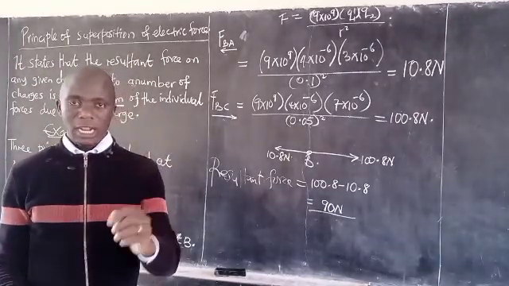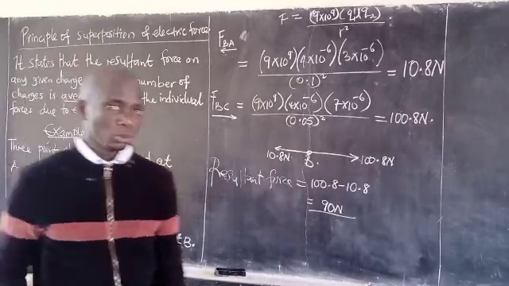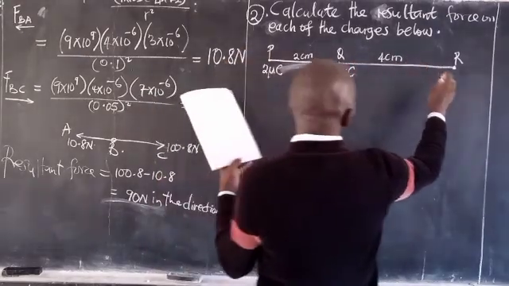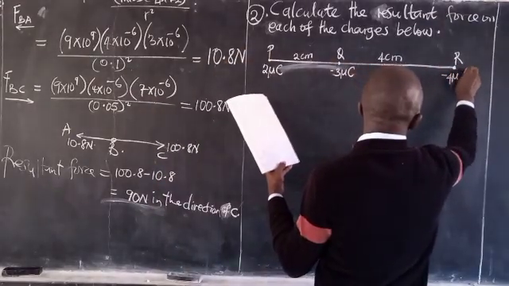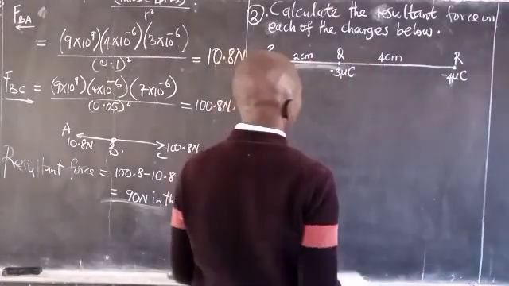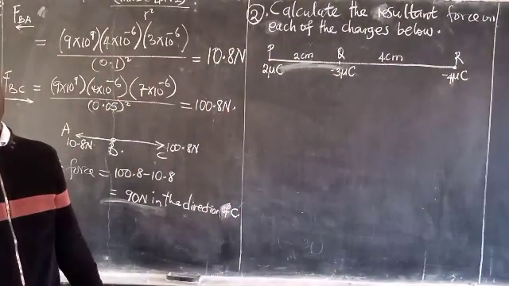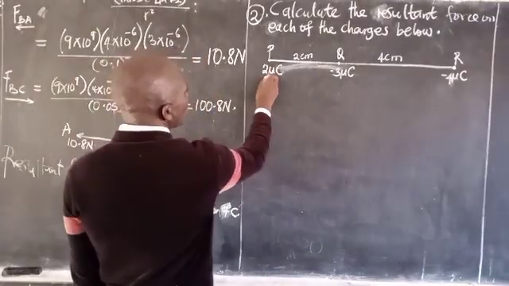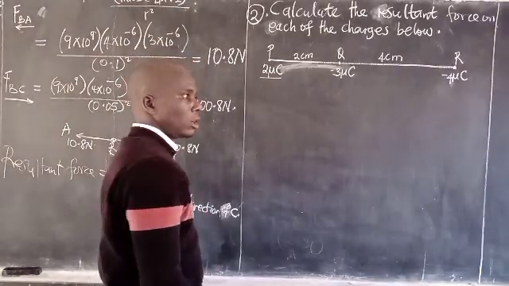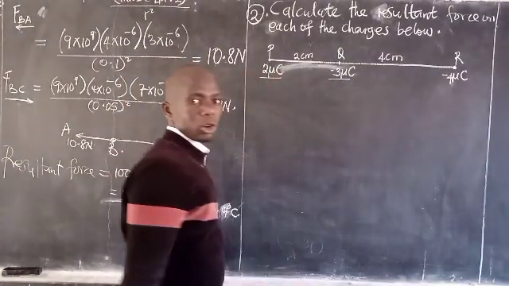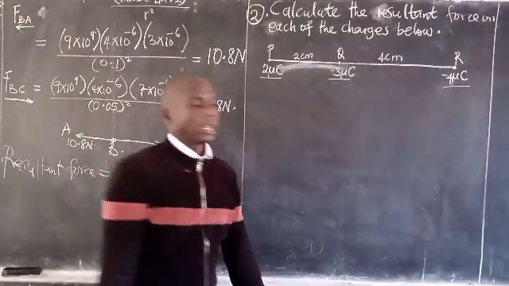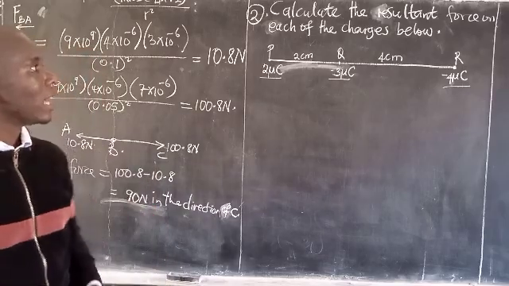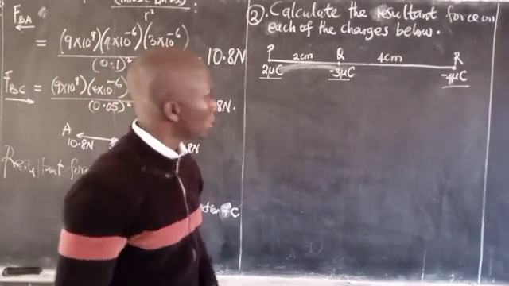We need to do another example. Let's go to example 2. Calculate the resultant force on each of the charges below. So we have a charge of plus 2 microcoulombs, a charge of minus 3 microcoulombs, and a charge of minus 4 microcoulombs.